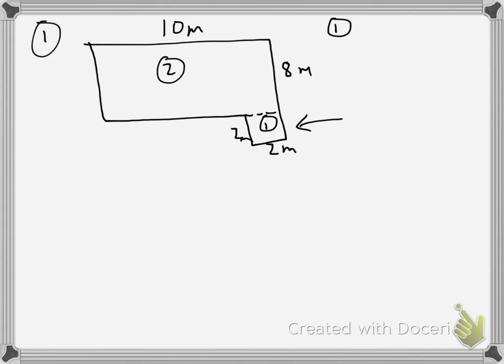So I'll solve for shape number 1 first. And that's going to be area is equal to base times height. So the area is going to be equal to 2 times 2. So the area for shape number 1 is going to be 4 meters squared. Done. So now we can move on to shape number 2.